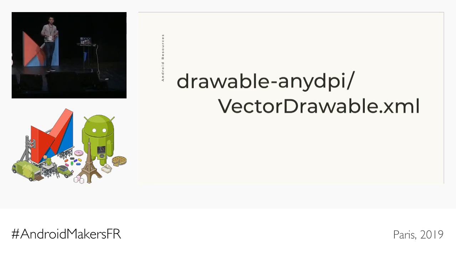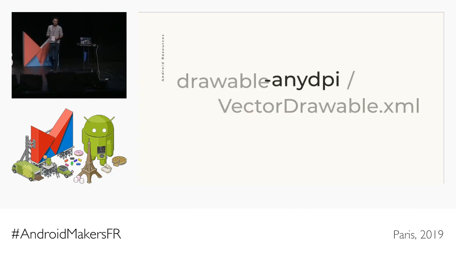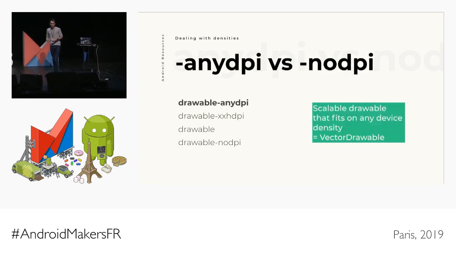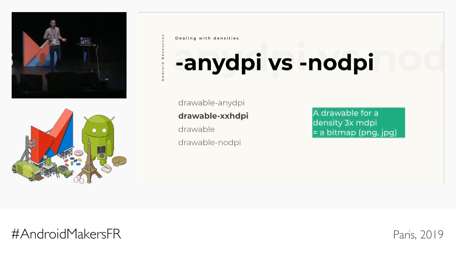So how many people here know the difference between any DPI and no DPI? No hands. So nobody knows the difference. Well, one. Congrats. So I looked into it, and to understand it, we're just going to look at all the different DPIs that you can have. Any DPI is a scalable drawable that fits any device density. So it's a Vector-drawable. There is no other, I don't think, or maybe 9 patches. Then you have the one you know, extra HDPI. In that case, it's something that is 3 times bigger than a medium density bitmap. So you would put your PNG, WebP, or JPEG in it.